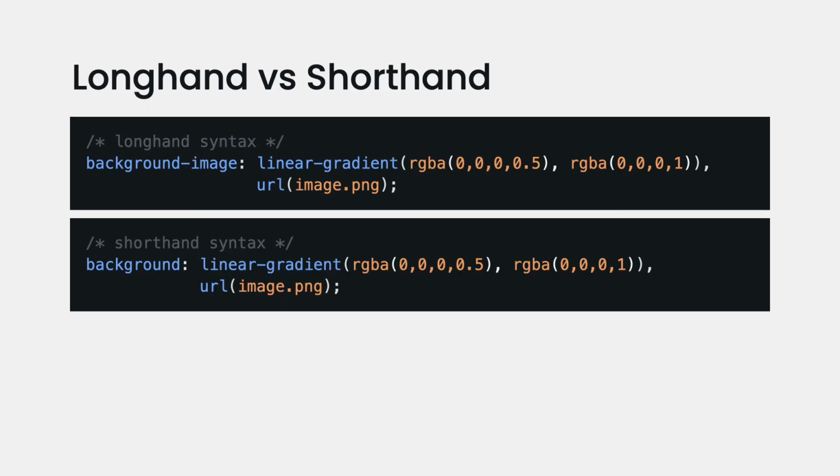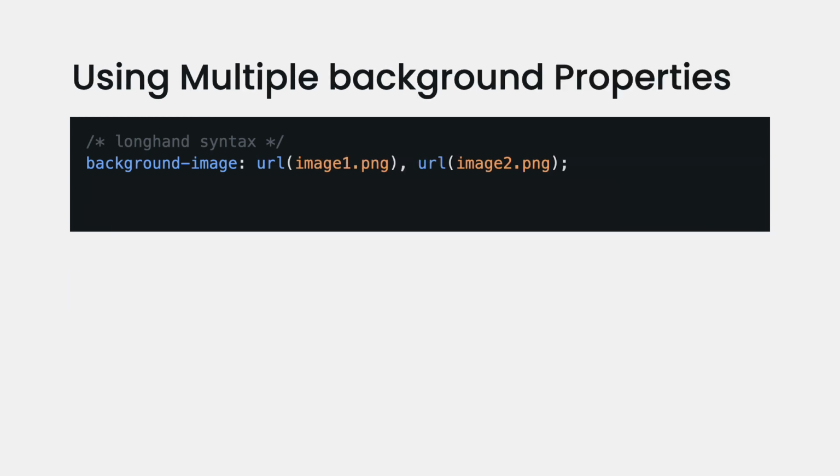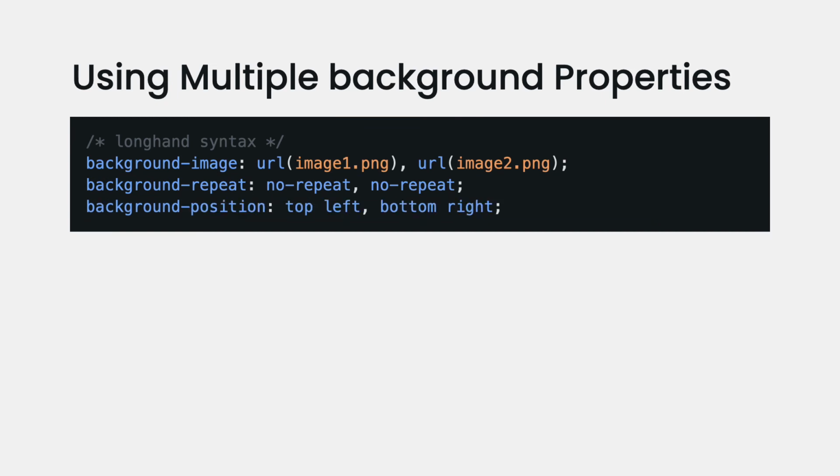So far, I've been using the longhand background property in these examples. If you wanted to use other background properties in addition to the image, here's how to do it using the longhand syntax. This is an example using two background images. Let's say we also want to add the background repeat and background position values. Each property should be declared with two values, separated by a comma and in the same order as the images. So for the background repeat and background position property in this example, the first values are applied to the first background image, and same goes for the second values.